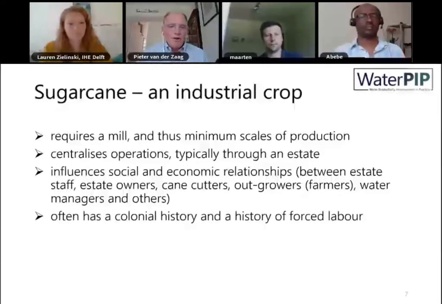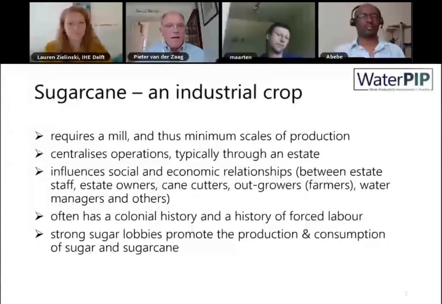Often, but of course, Ethiopia is the big exception, sugarcane production has a colonial history and a history of forced labor and even of slavery. Currently, there are strong sugar lobbies promoting the production and consumption of sugar and sugarcane, and this should not be underestimated. There's a huge lobby in Brussels to fight against the tax on sugar, although sugar is in the European context a kind of a pandemic, creating all kinds of unhealthy situations.